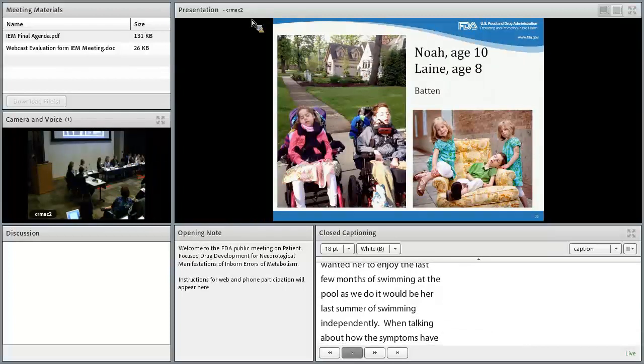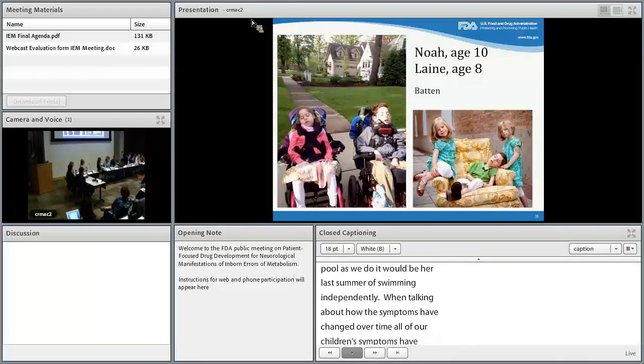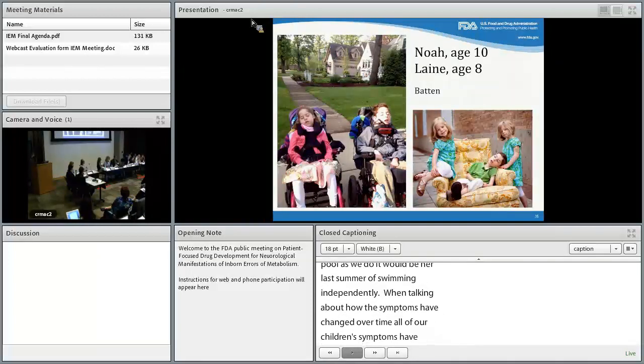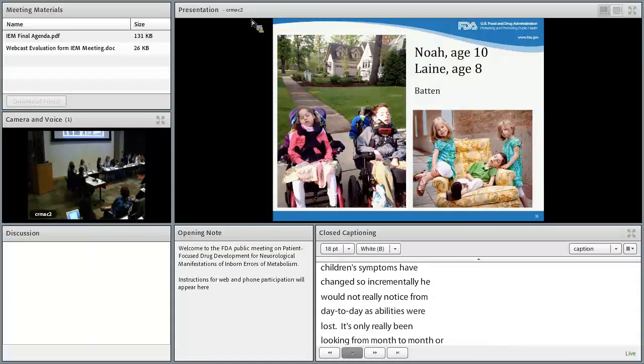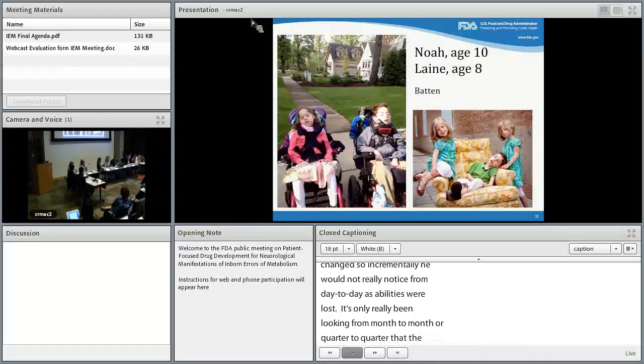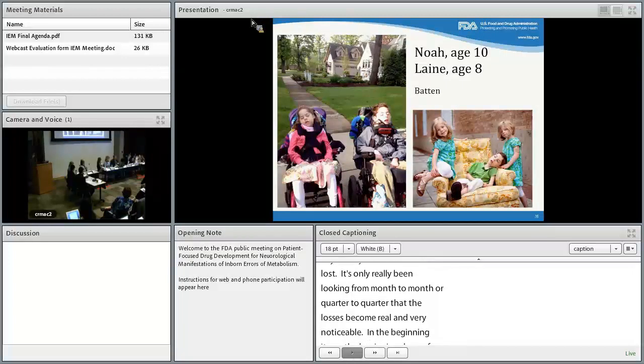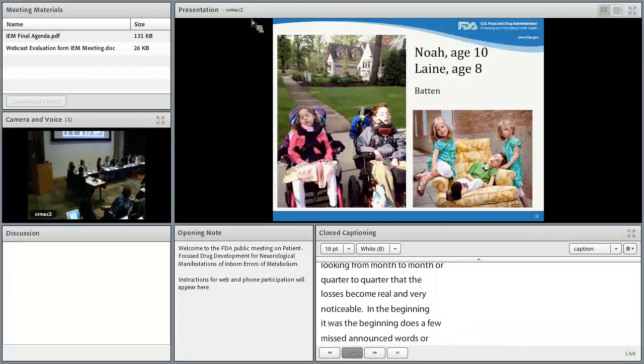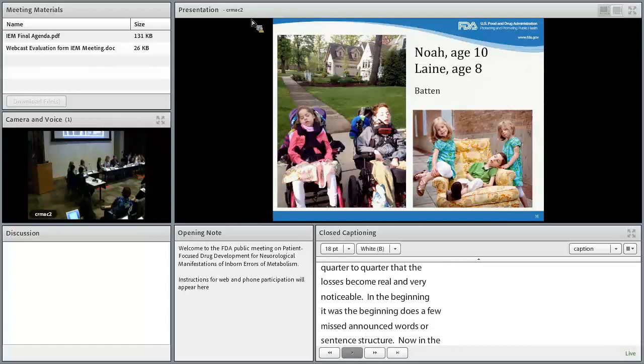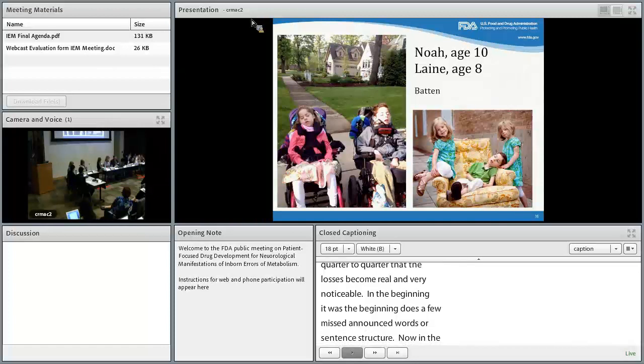When talking about how the symptoms have changed over time, all of our children's symptoms have changed so incrementally, you would not really notice from day to day as abilities were lost. It's only really when looking from month to month or quarter to quarter that the losses become real and very, very noticeable. In the beginning, it was a few mispronounced words or mixed up sentence structure. Now, in the end, it's silence.